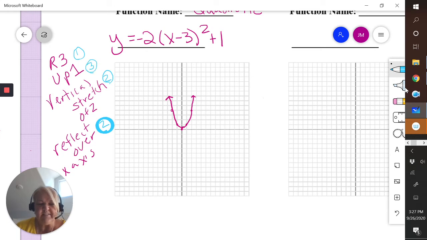Okay, so vertex. I have to move the vertex right 3. 1, 2, 3. Now to apply the stretch, I take the y coordinate. You could do the stretch and reflect at once. I take that number and I multiply it by -2. So I moved it right 3. Now this is the second step I'm doing. I'm going to multiply the y coordinate by -2. Well, the y coordinate is 0, times -2 is 0. And then I shift it up 1. So my vertex is right here.